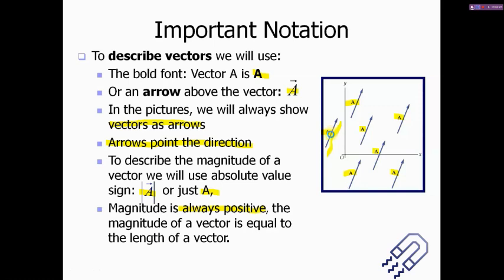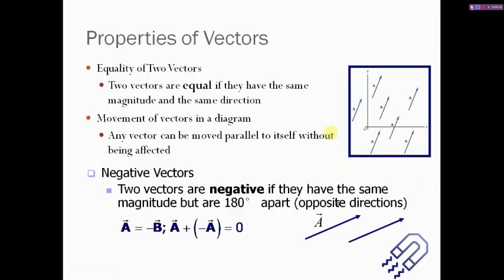So let's go into some important properties that should be known. The first thing is called the equality of two vectors. If you are considering two vectors which are equal, you can see all of these vectors in this diagram are equal. All of them have the same length. Forget about the direction, at least in magnitude they are equal.